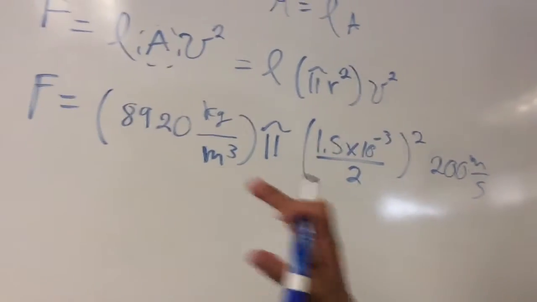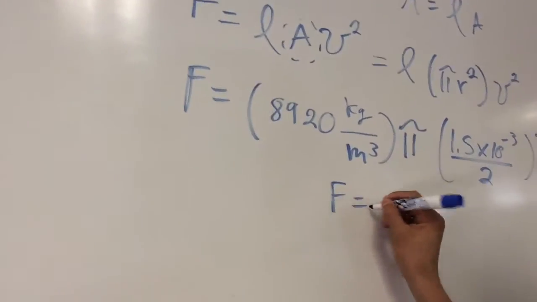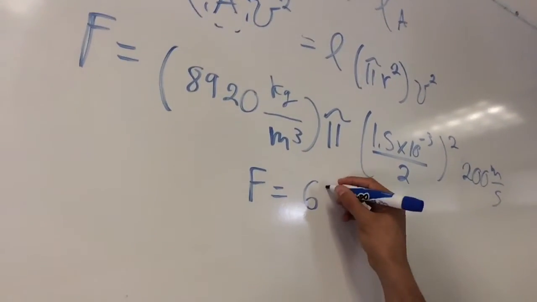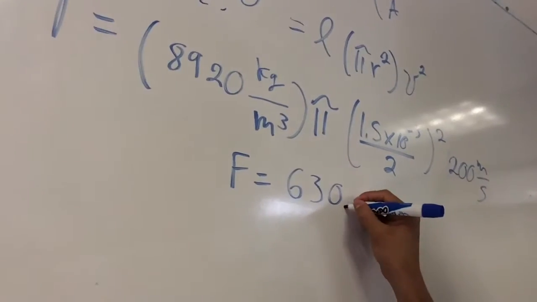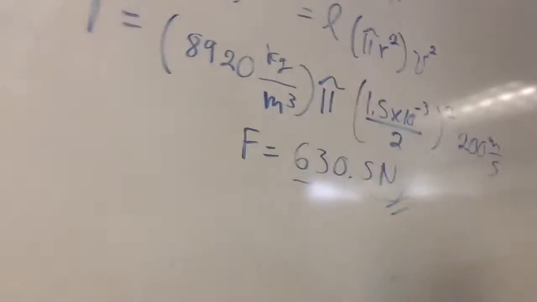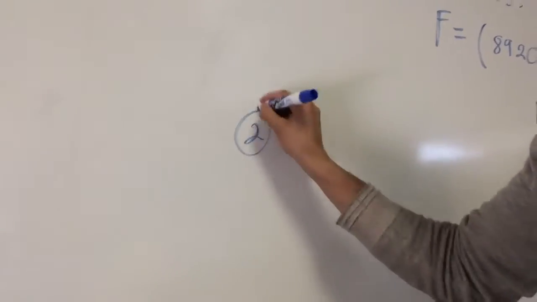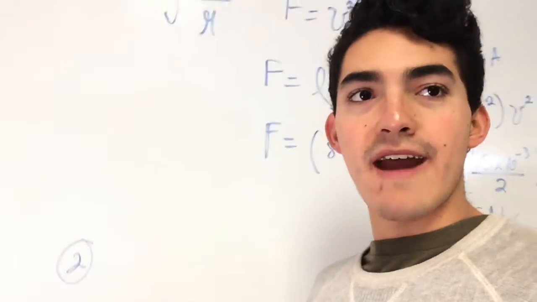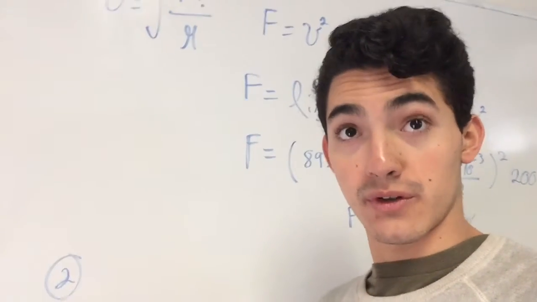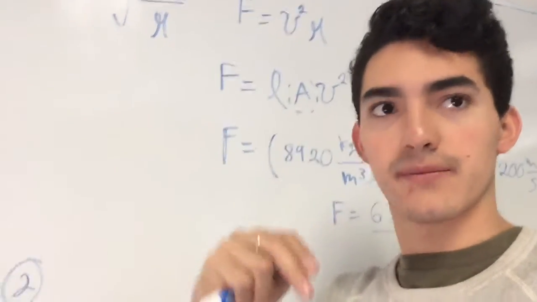Once we have this equation, by solving it, we will obtain that the force, so the tension, is equal to 630.5 newtons. This is the first part. For the second part, I'm going to write it here. We are asked to obtain the force, the tension, but of the second part.